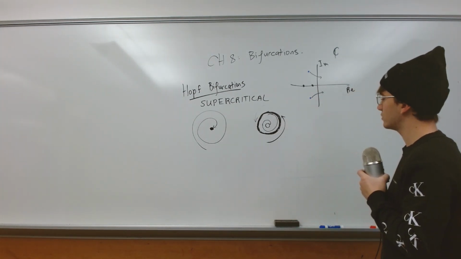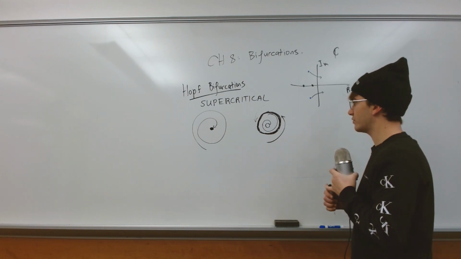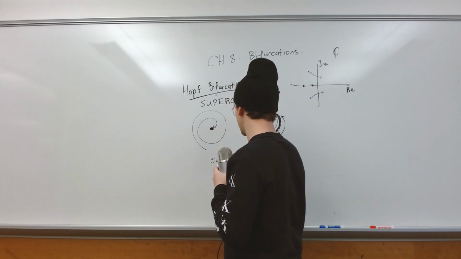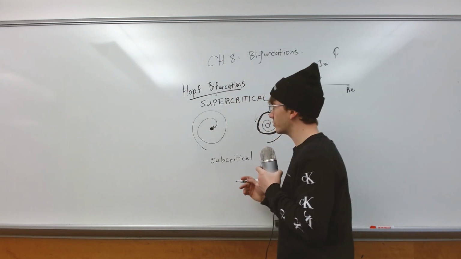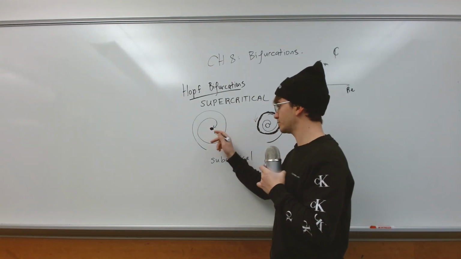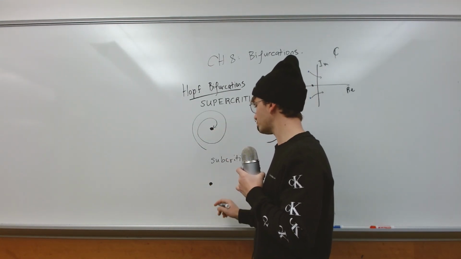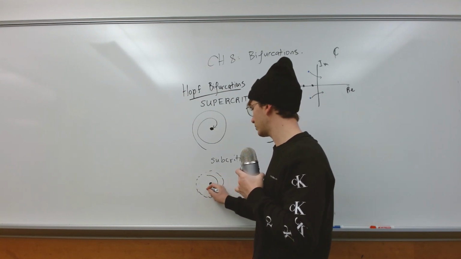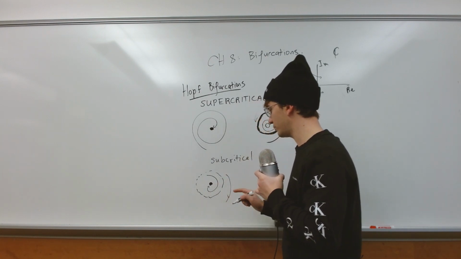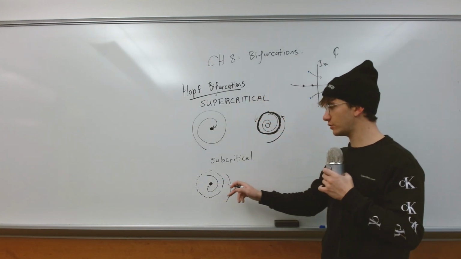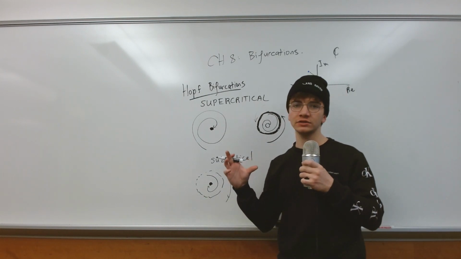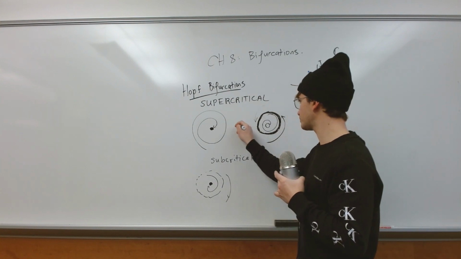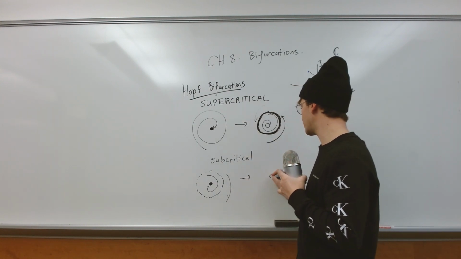And now we also have a subcritical case. In a subcritical Hopf bifurcation, we still start with a stable spiral, but there's an unstable limit cycle around it. So we start with a stable spiral and an unstable limit cycle around it, and that unstable limit cycle shrinks and swallows the stable fixed point. So it becomes an unstable spiral.